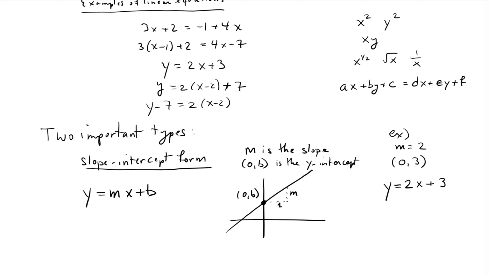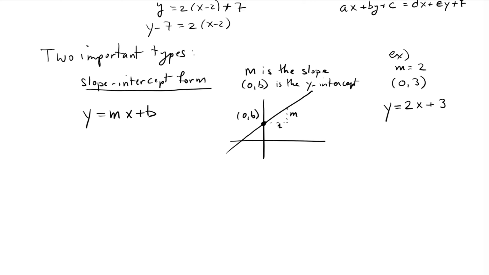So if you're given the slope and the y-intercept, you can immediately write down the equation of the line. But sometimes we don't know what the y-intercept is, or we're not given that information immediately. Sometimes we're just given a point. So for that reason, we've got an equation for the line that can be easily derived. That's called the point-slope form.